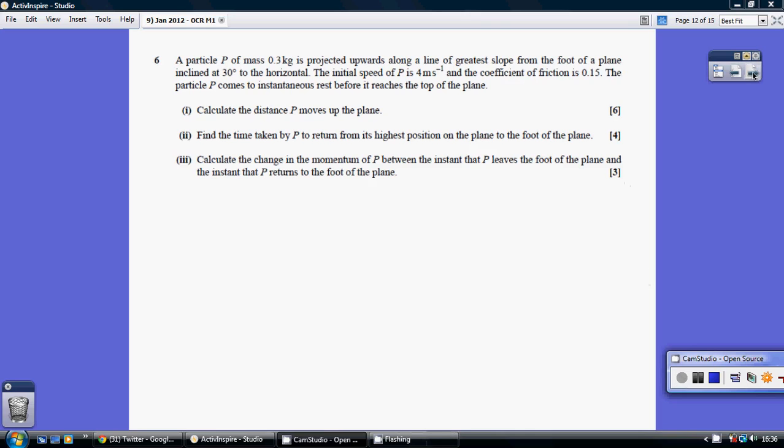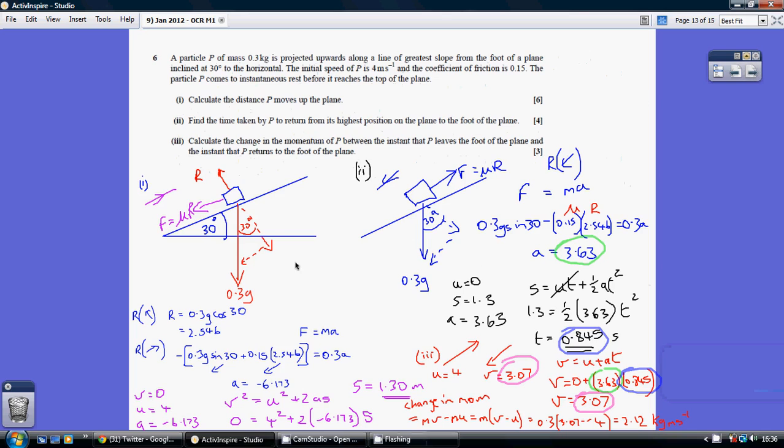Question 6. So we've got to get our diagram sorted. The particle is travelling up the plane. We have our weight of 0.3 g broken down into its two components, and we've got the friction going in the opposite direction to the motion. So for part 1, calculate the distance P moves up the plane.